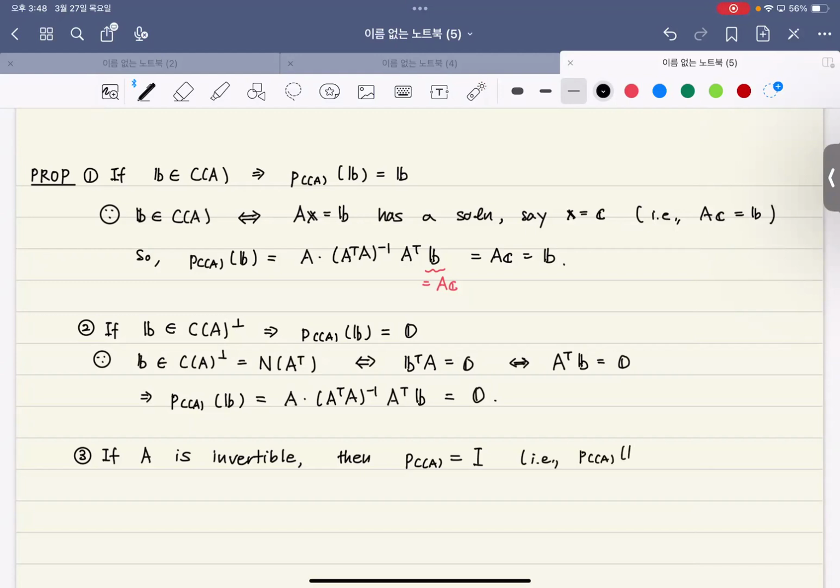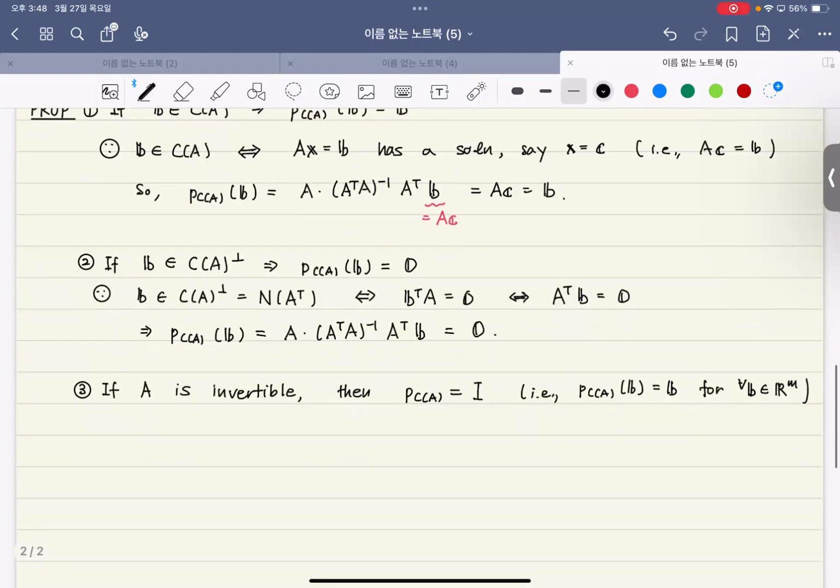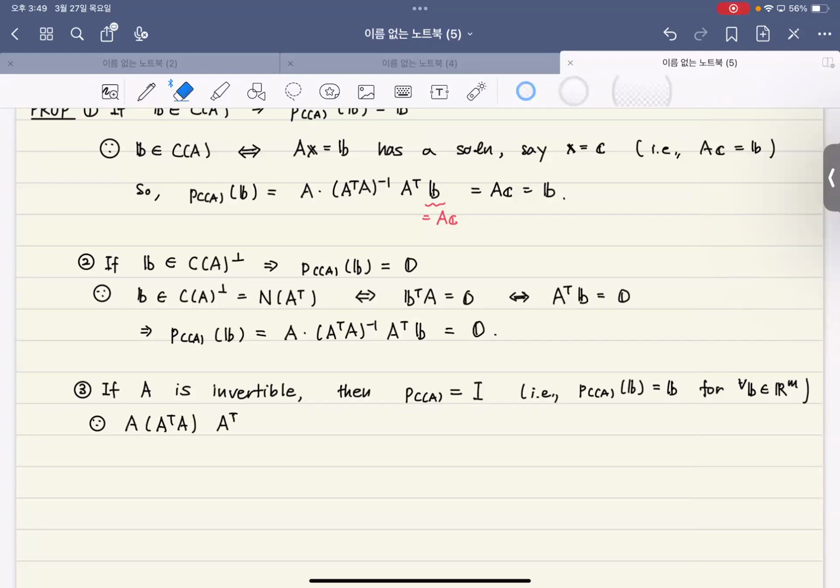In other words, the projection of B is B for any B in R^m. Okay, agreed? This is the justification. A (A transpose A) inverse A transpose. This is my projection matrix.